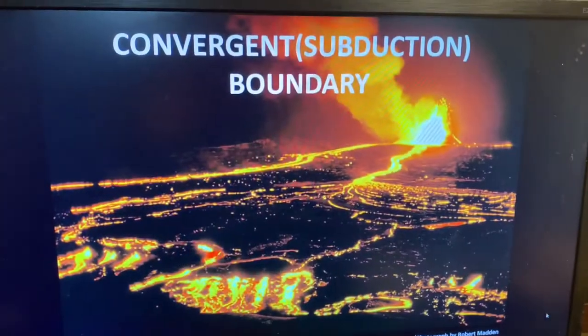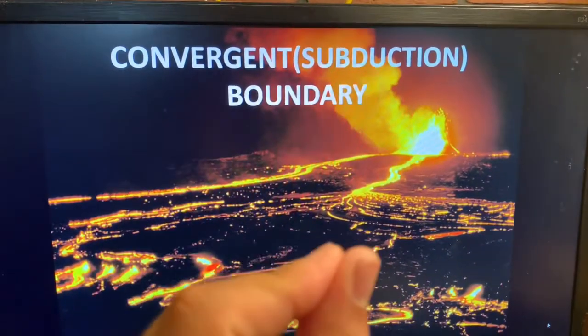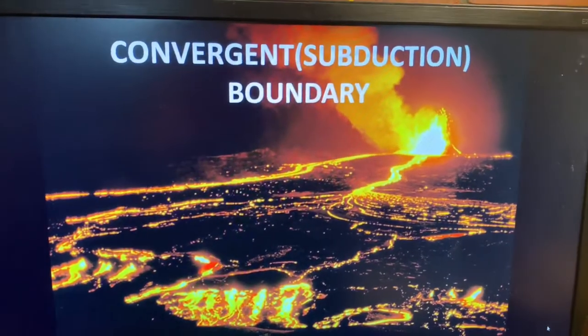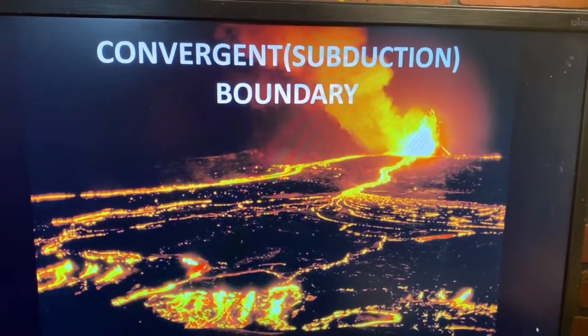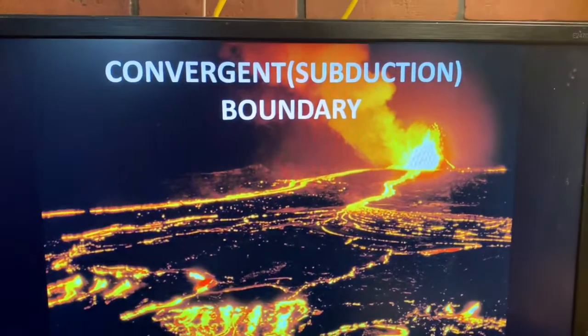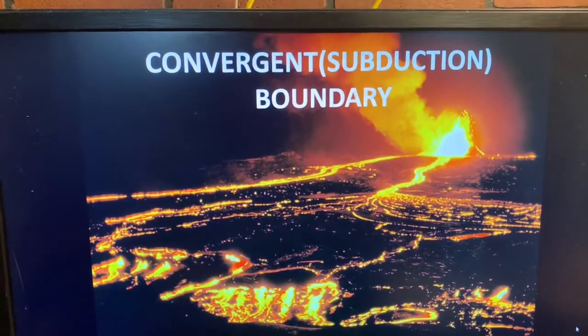All right, the next type of boundary we have is what we call convergent. Convergent means it's coming together. So these are two plates that are slamming into each other. Think of a head-on car crash. Okay, sometimes these are referred to as subduction boundaries, because usually what happens is one plate goes under the other. Now, there are different types of convergent subduction boundaries.